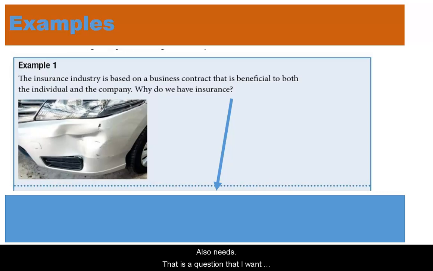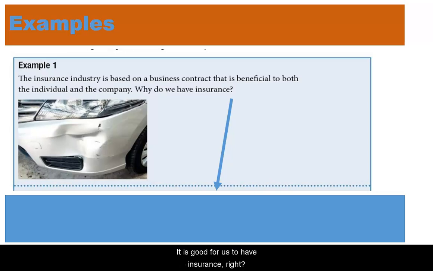Pause on it. That is a question that I want all of us to answer. Why do we have insurance? You can see a damaged vehicle below that. We say that the insurance industry is based on a business contract, right? That is beneficial to both the individual and the company. But why do we have insurance?